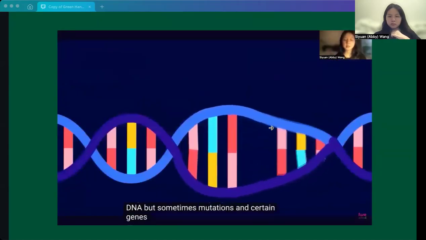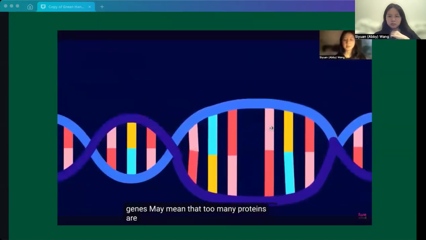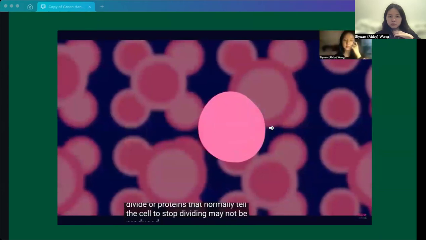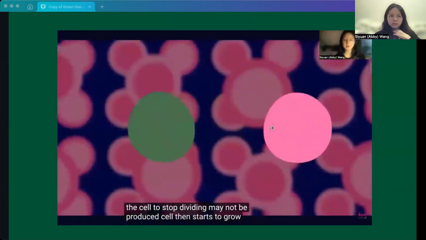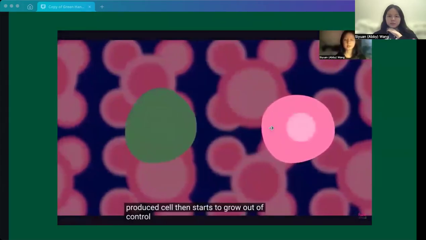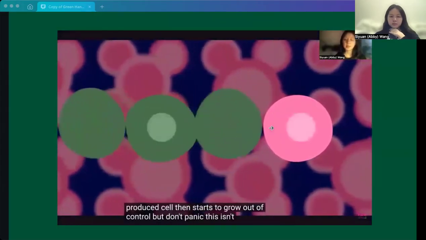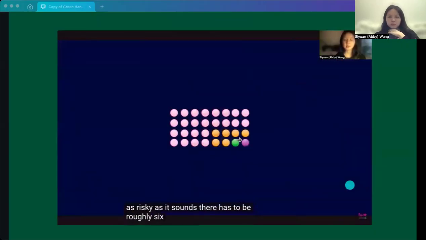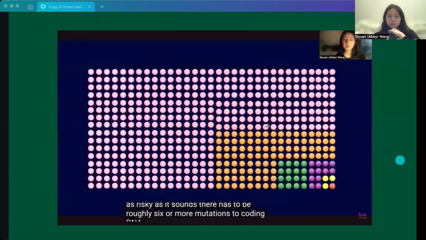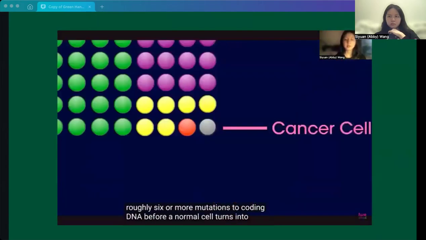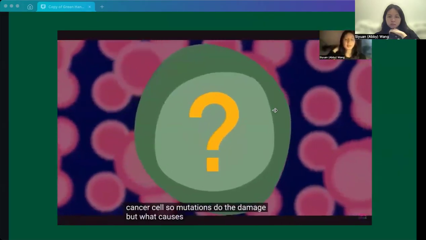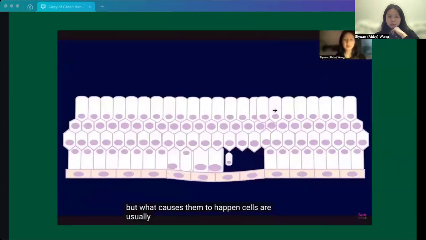But sometimes mutations in certain genes may mean that too many proteins are produced that trigger the cell to divide, or proteins that normally tell the cell to stop dividing may not be produced, so cells start to grow out of control. But don't panic, this isn't quite as risky as it sounds. There have to be roughly 6 or more mutations to coding DNA before a normal cell turns into a cancer cell. So mutations do the damage, but what caused them to happen?